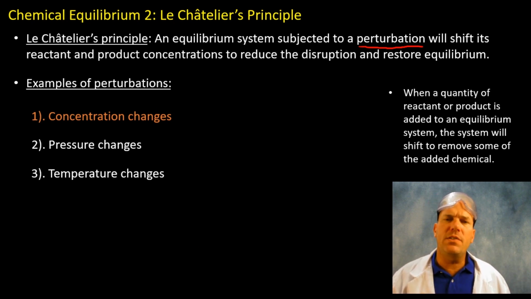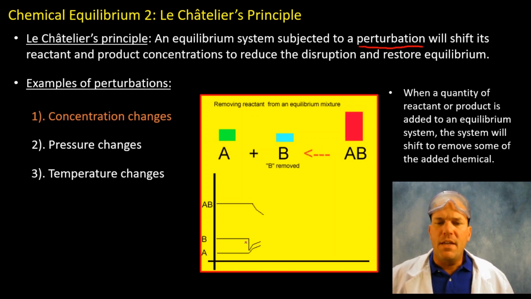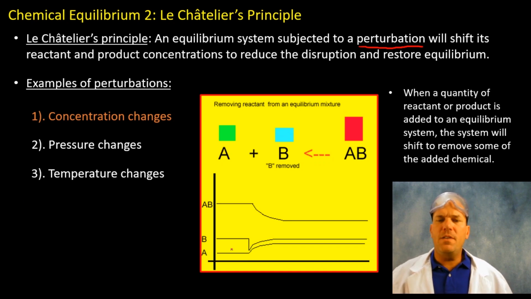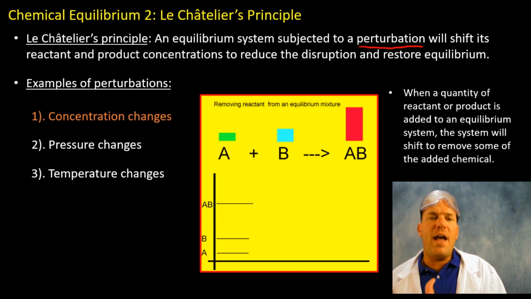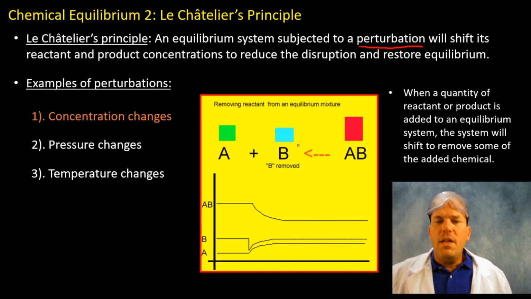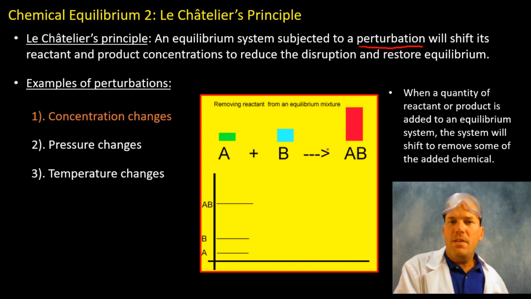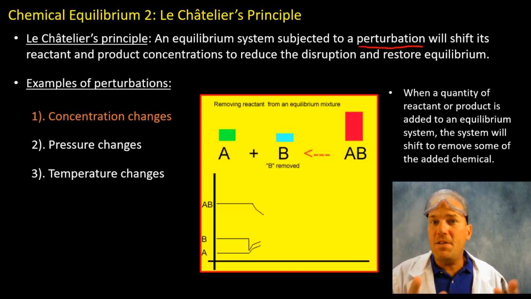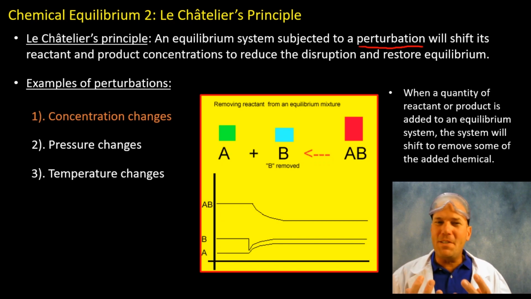Now let's look at another situation in which we're removing reactants. Let's remove B. When B is removed, there is a shift, and this time the shift is favoring the reverse reaction because it's trying to restore equilibrium. So if B is removed, the way to get more of that particular species is for A and B to push to the left in the reverse reaction and favor formation or restoration of the reactants. All right, so it's really cool.